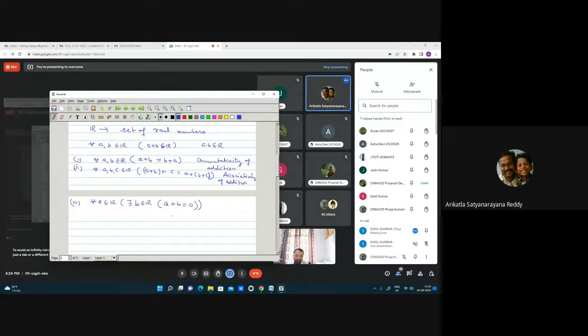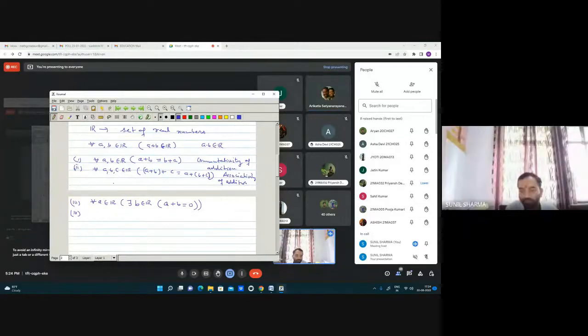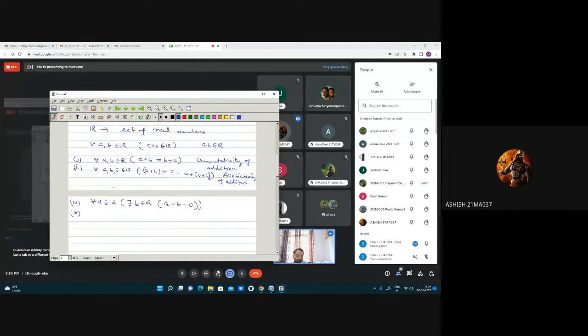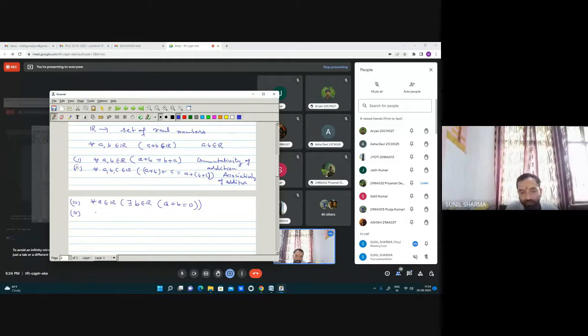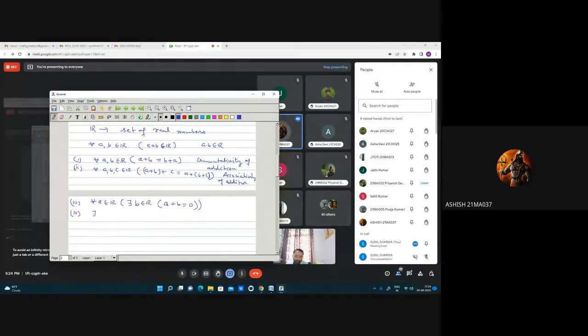Okay, good. Any other property? Any other person? Yes, Ashish. Existence of additive identity. How can we write? There exists 0 belongs to R, such that A plus 0.